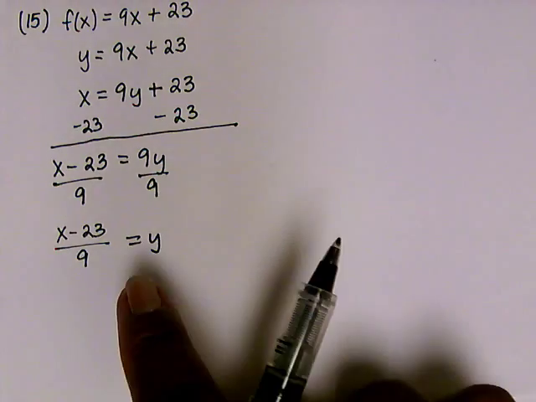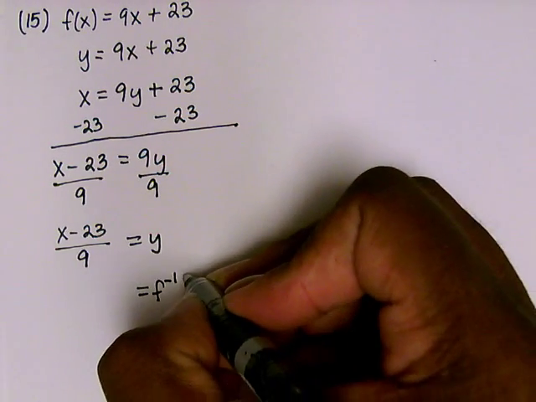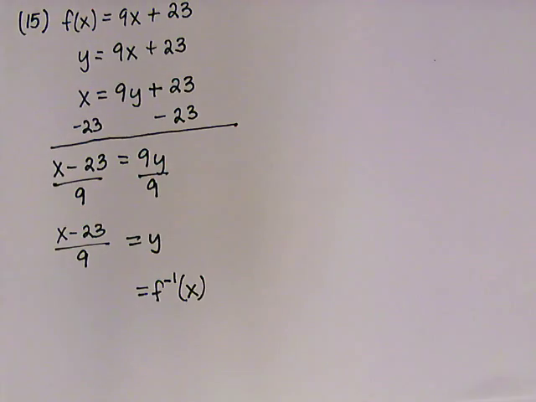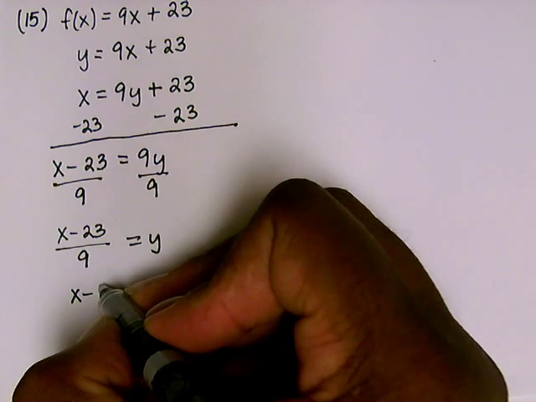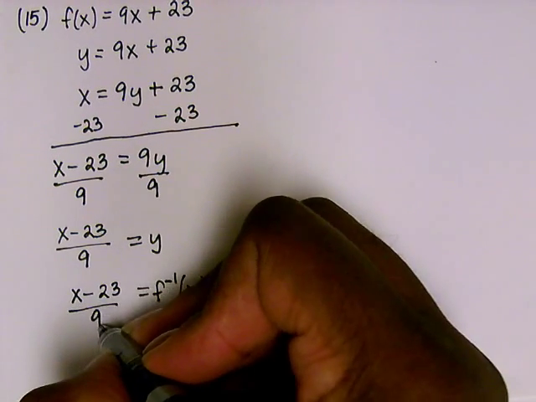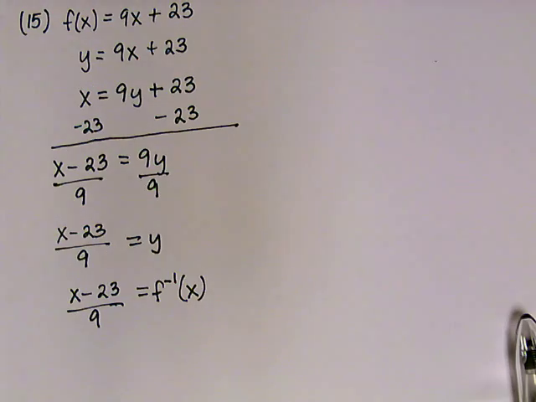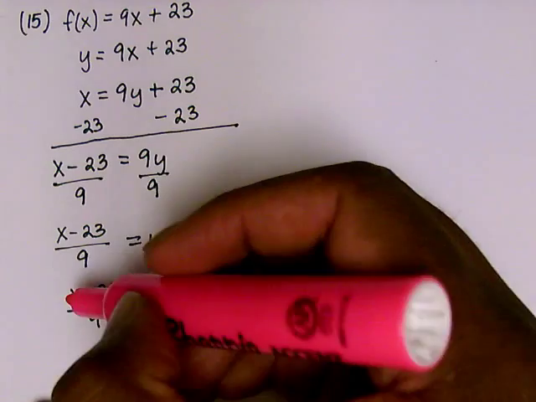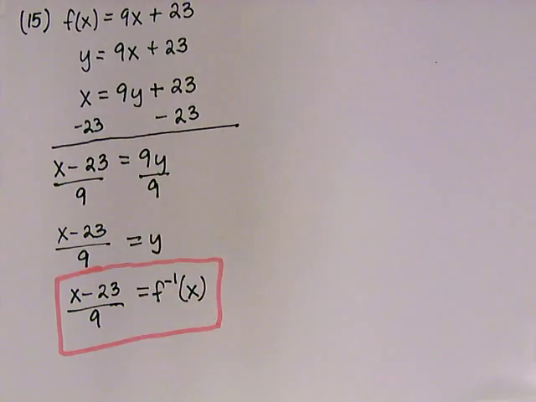Now, the final step is to replace that y with f inverse of x. So f inverse of x will end up being x minus 23 all divided by 9. So this right here represents what f inverse of x is going to end up being. Okay? So that right there represents problem number 15.